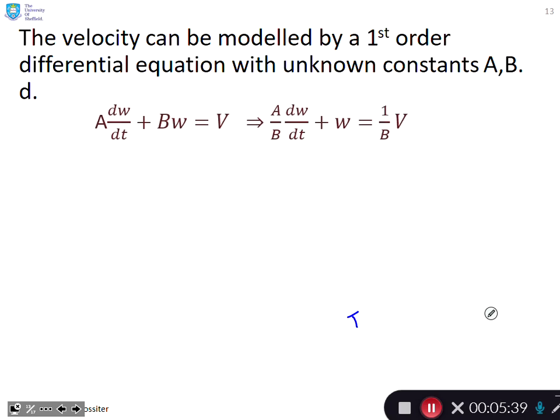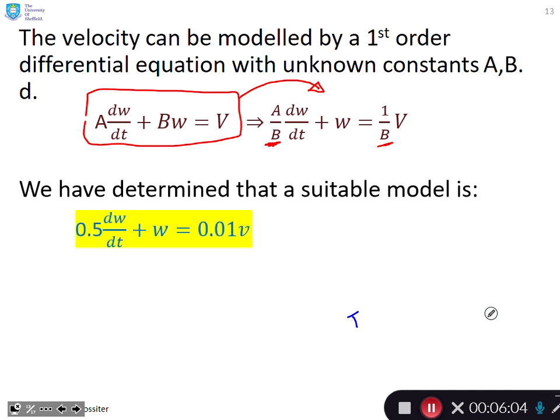Now, let's go back to the question. The question said, I've actually got this model here: A dω/dt + bω = v. What are A and B? What I can do is translate that into time constant form, because I understand time constant form, and I can see the time constant is A over B, and the steady state gain is 1 over B.